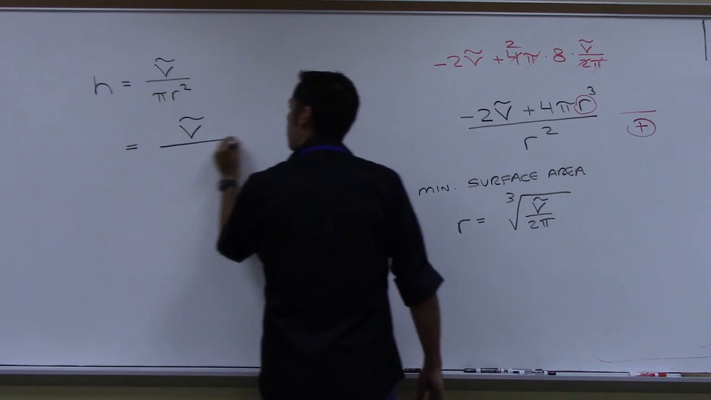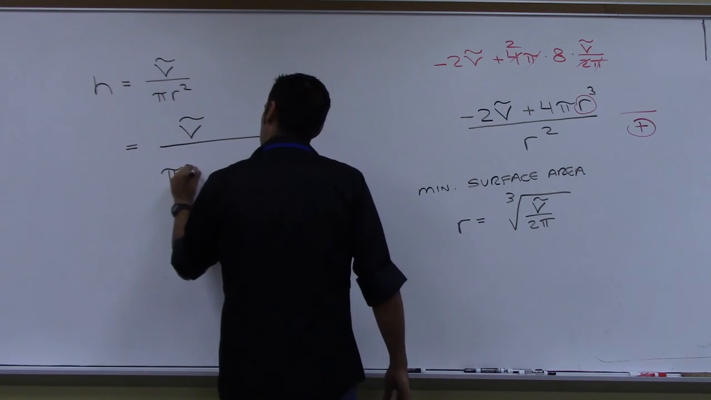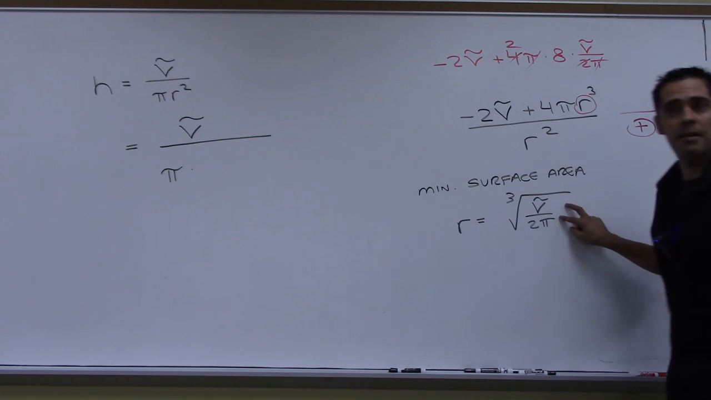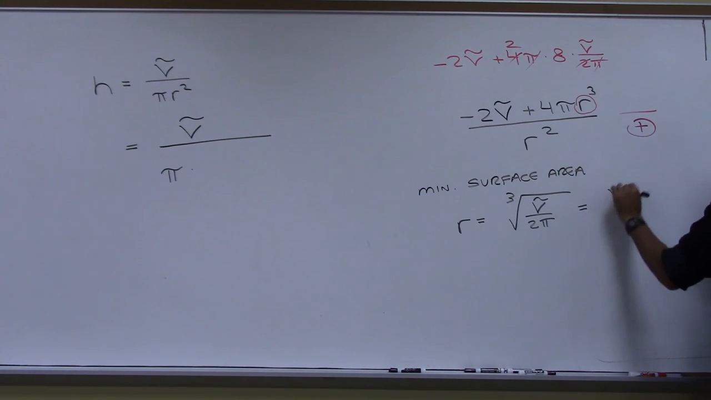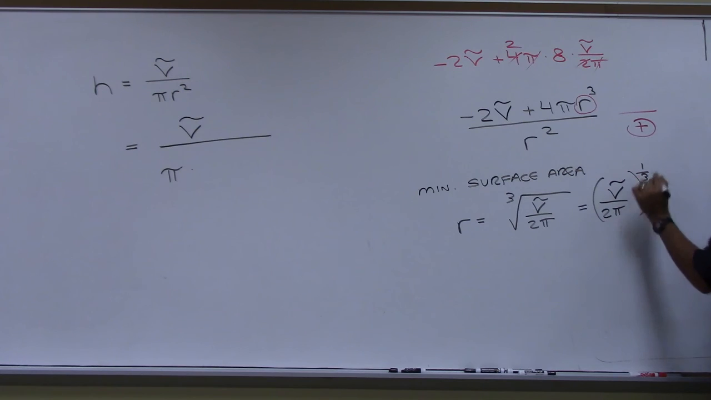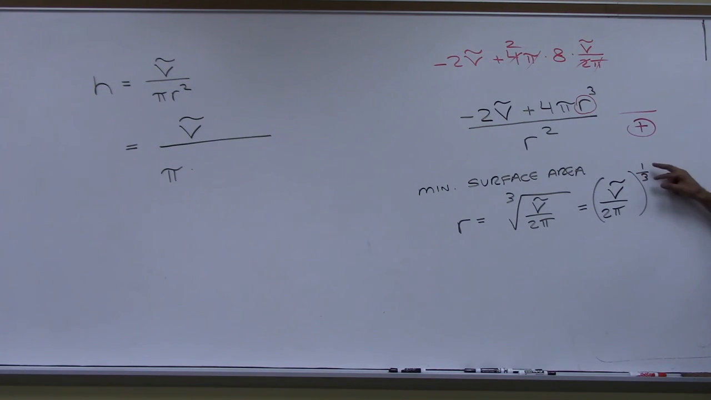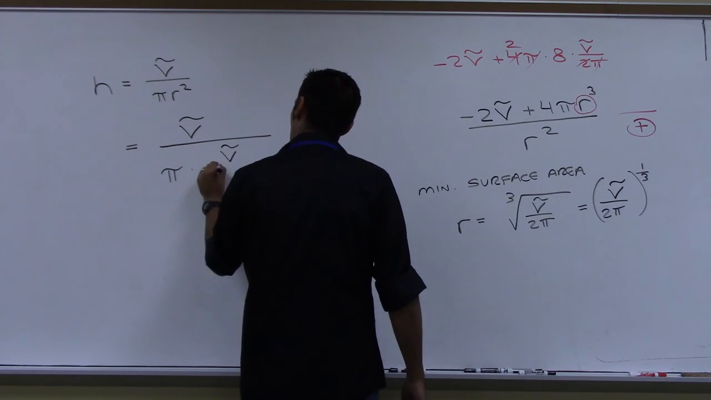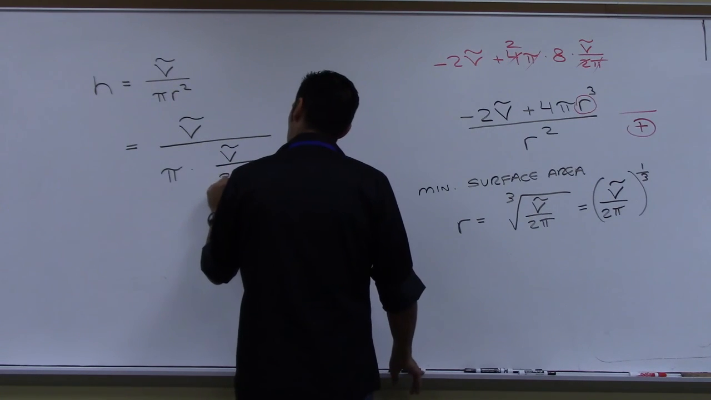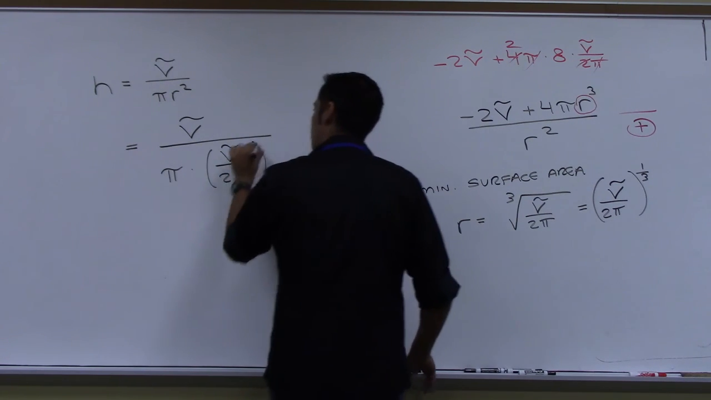V tilde over pi. Now I'm about to square this, all right, everyone? I'm going to square this, but it's already cube rooted. Isn't cube root the same as raising to what power? 1/3. So I'm supposed to take this to the 1/3 and raise it to the second. So isn't it this to the 2/3? So this is times v tilde over 2 pi to the 2/3.